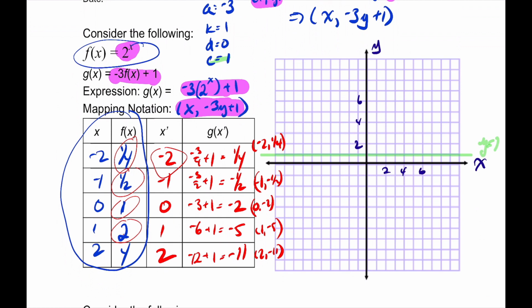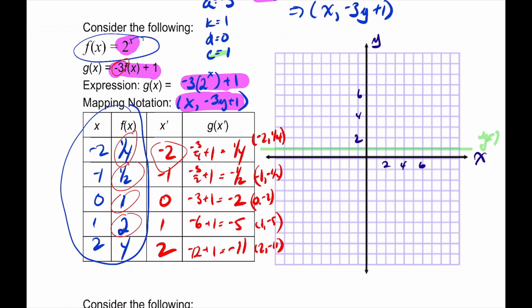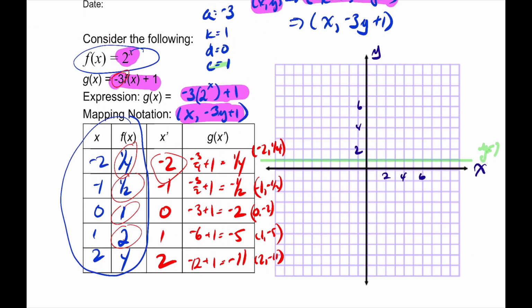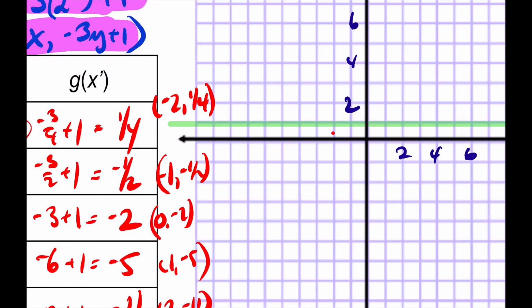We have to make sure that we never touch that line, recognizing that the entire graph is either going to be above this line or below this line. And here we see that this is vertically reflected because a is negative 3. This is going to be below the line. So let's plot this. I get -2, 1/4, so that might be right there. Then we get -1 and -1/2, which would be right there. 0 and -2 would be right there.